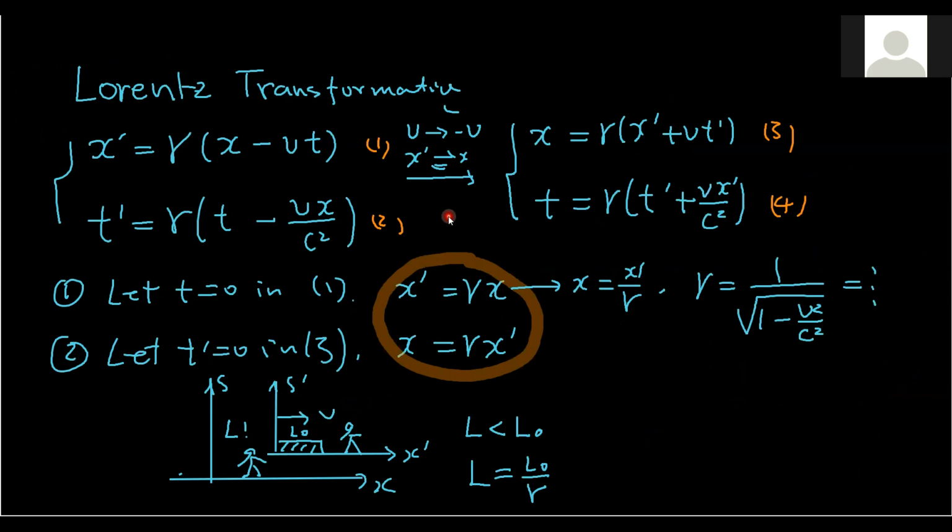I give you the time to think. This is your homework: think how to obtain the relative speed. I just changed the color. How to obtain the relative speed? Okay. So basically, we have this formula now.